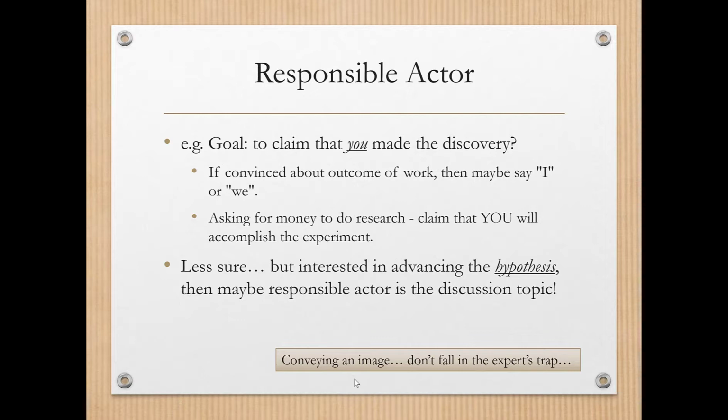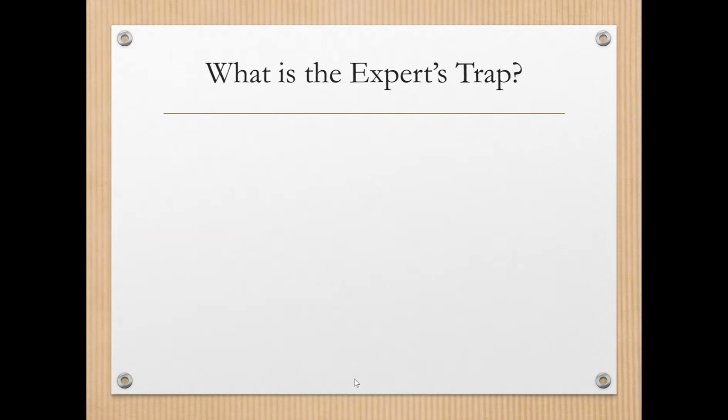So I've talked earlier in the presentation about how it's important to convey an image, and in this case we may want to convey the image that we made the discovery, but let's go a little bit further beyond this as we think about image, and let's talk about this expert's trap that I mentioned in an earlier slide. So what is the expert's trap? Let me talk about, for a second, non-geminate electron-hole recombination.